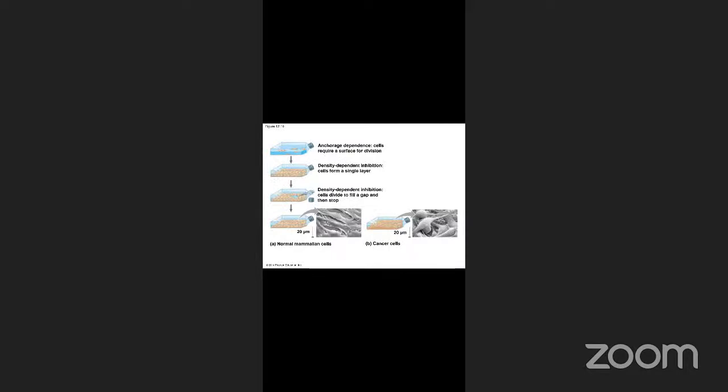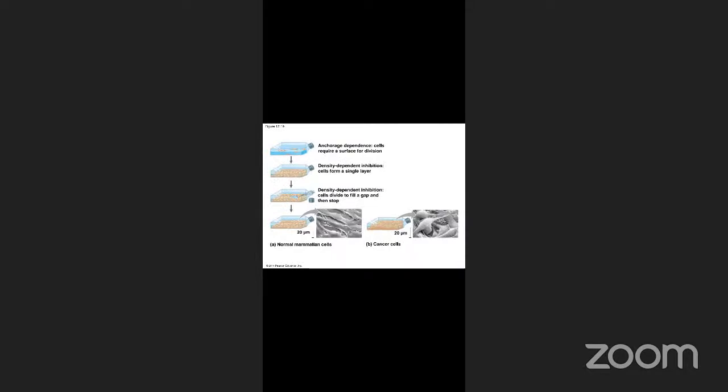Now, most normal cells exhibit anchorage dependence to divide. That means the cells have to attach to something, that is, a substratum, so that they can divide. So density dependent inhibition and anchorage dependence are very important factors for normal cells. If either of these two is lost, these are like symptoms where the cells will become cancerous cells. Okay, so this is how it looks.